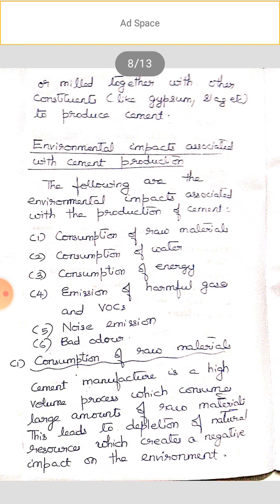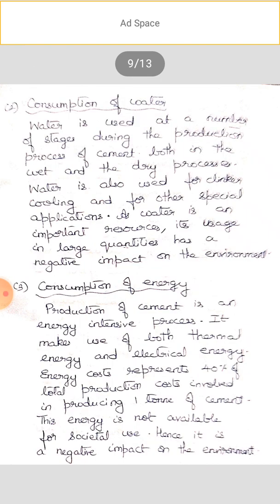So consumption of raw materials. Cement manufacture is a high volume process which consumes large amounts of raw materials. This leads to depletion of natural resources. So this creates a negative impact on the environment. Second, consumption of water. During the various stages, water is needed. So again, water is an important resource. So again, that has a negative impact on the environment.